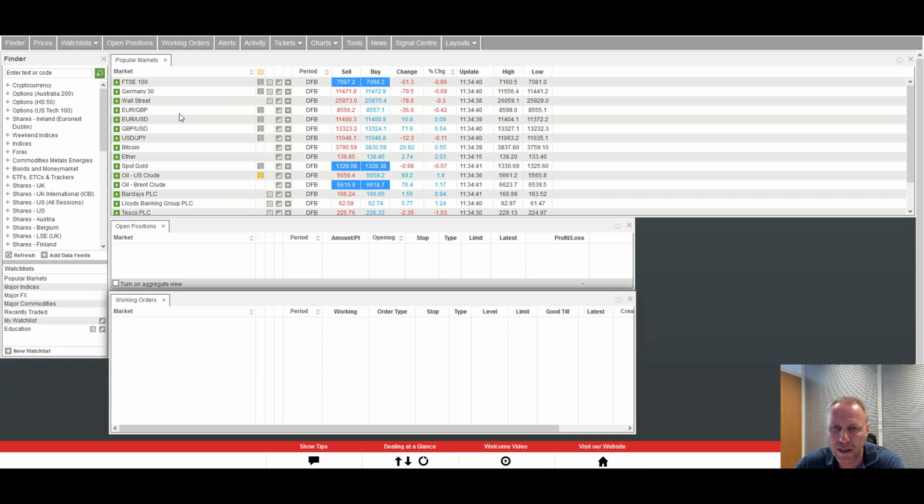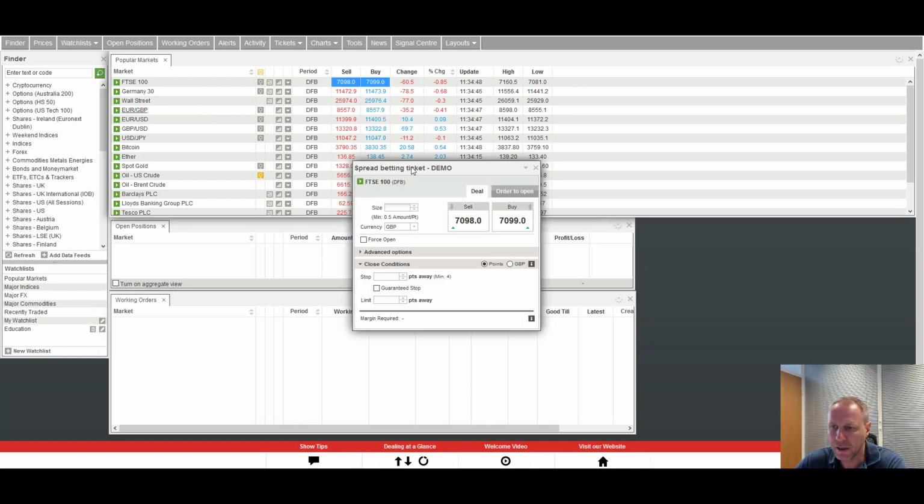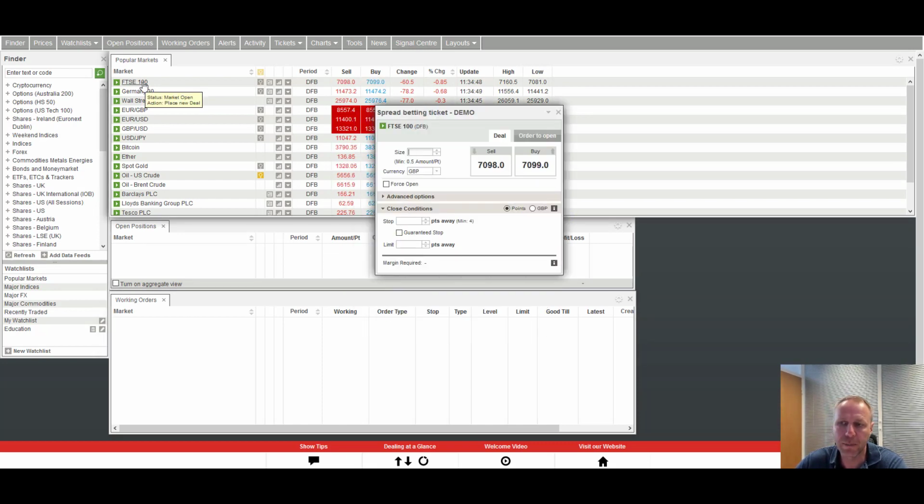Let me just show you how to place a trade here. You've already got the default setting with the broker that you're using, so I would just left click on your mouse and bring up what we call a ticket. You see it says spread betting ticket in demo, and in the size area, this is going to be your pounds per point. You can use the cursor to move the pounds per point up, or you can type that in. The minimum bet size here is 0.5, and you can change that, of course, to £5 a point. The currency here is the pound.